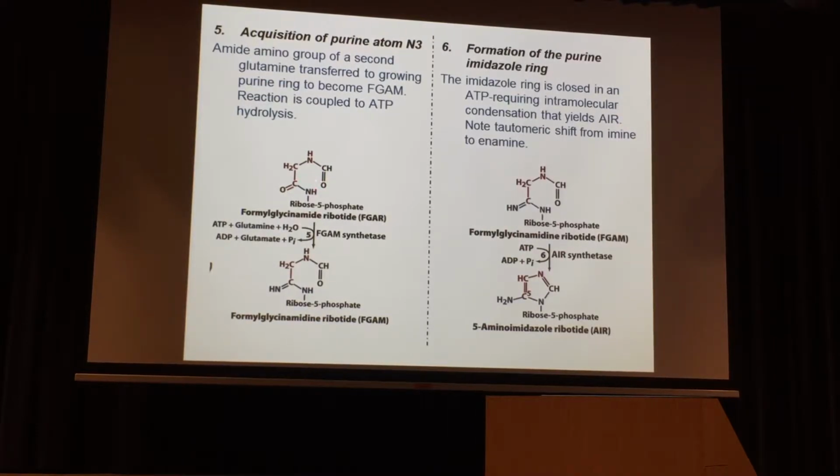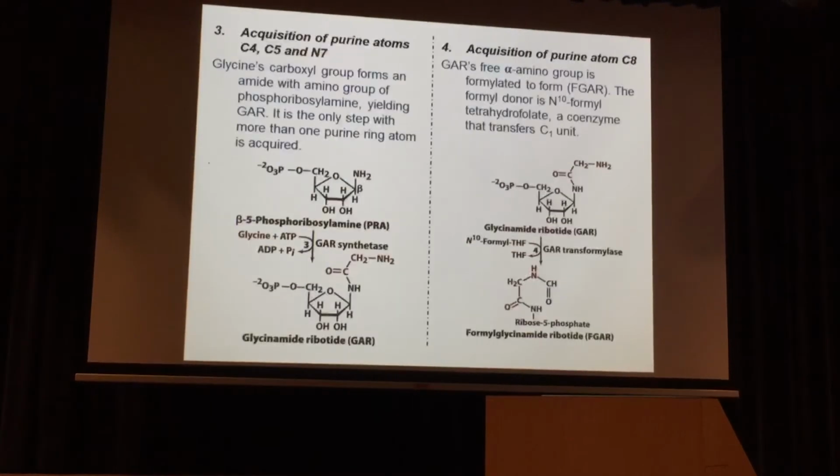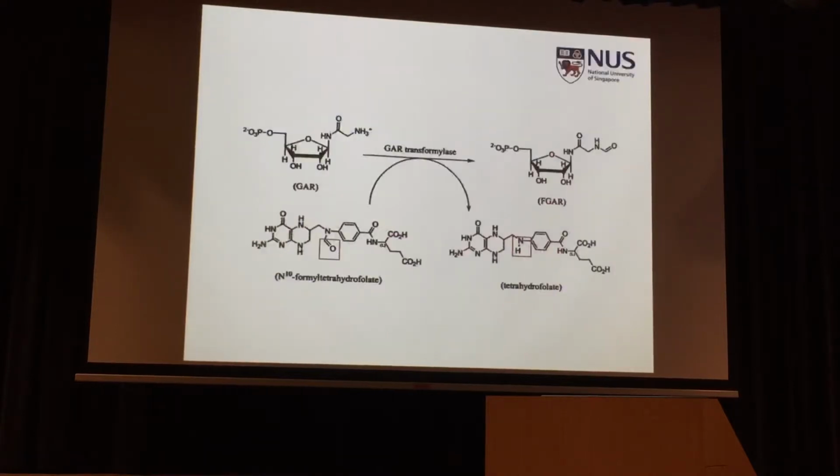But before we close up the ring, the reaction continues to add another nitrogen. From here onwards you still have the ribose ring, but after all the reactions are over, we're just going to put the name here, ribose 5-phosphate.